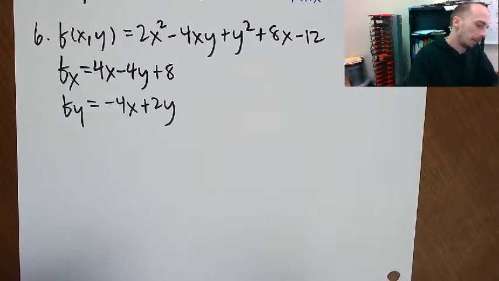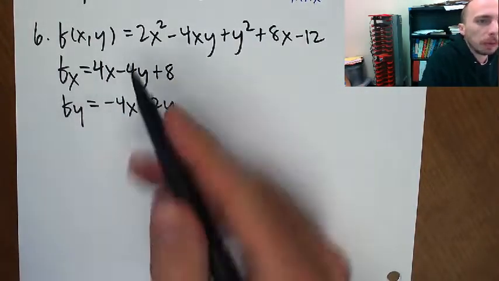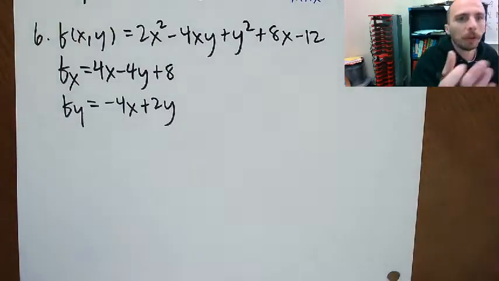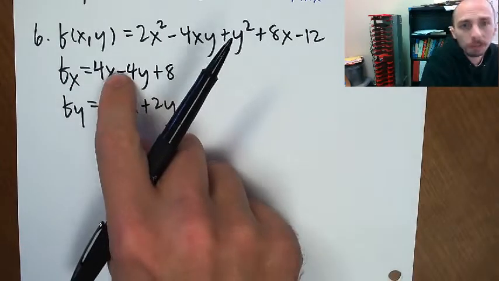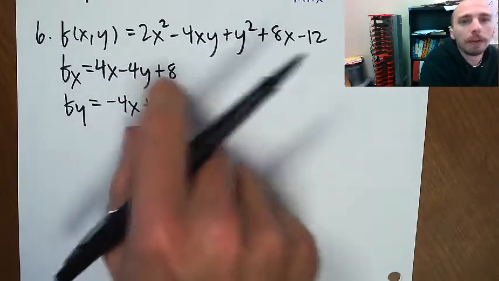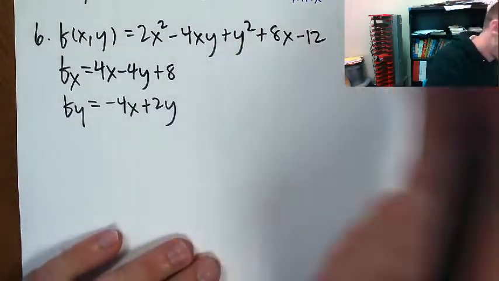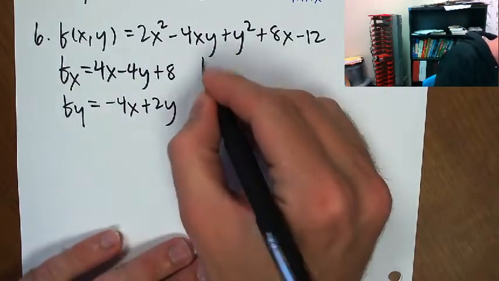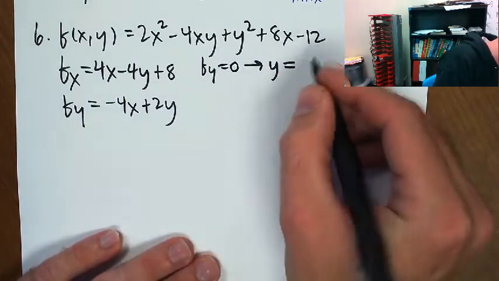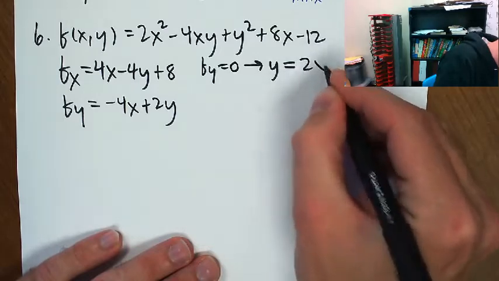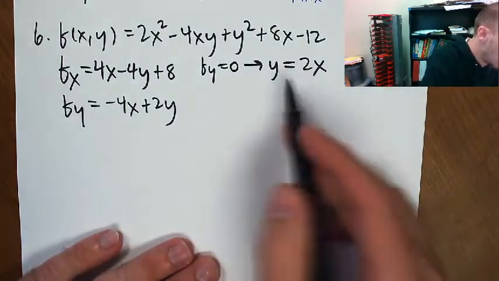Now, on this, if you are trying to choose which one to set equal to 0 to isolate one of the variables and substitute in the others, I'm going to choose this easier looking one. If I solve for x over here, I'd have two things to substitute in for each x, which would be a huge thing, so I'm going to just choose this one. I'm going to say fy equals 0 gives me y equals 2x. Because I would add the 4x over, I'd have 2y equals 4x, divided by 2, y equals 2x.